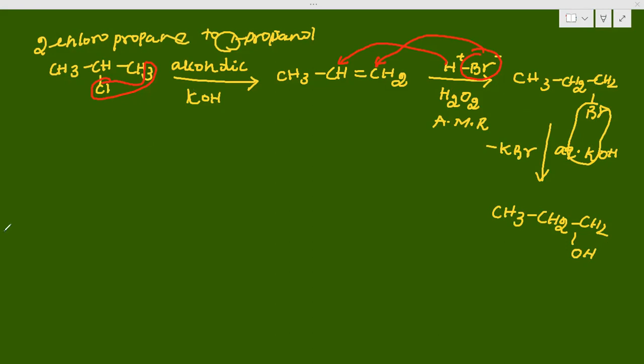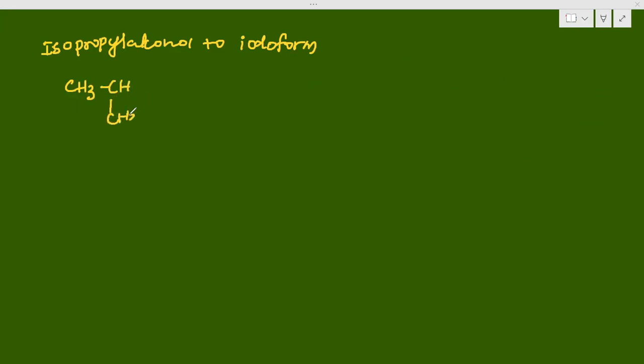Next conversion: isopropyl alcohol into iodoform. First we want to draw the structure of isopropyl alcohol: CH3, CH3, with the OH group added on the middle carbon, like this. This is called isopropyl alcohol.